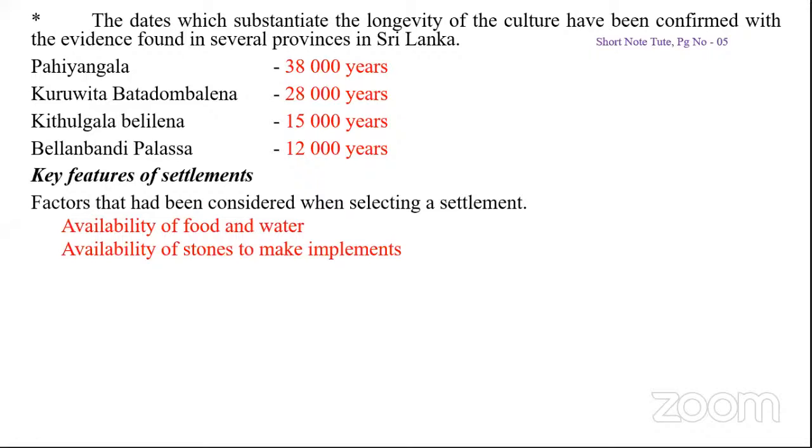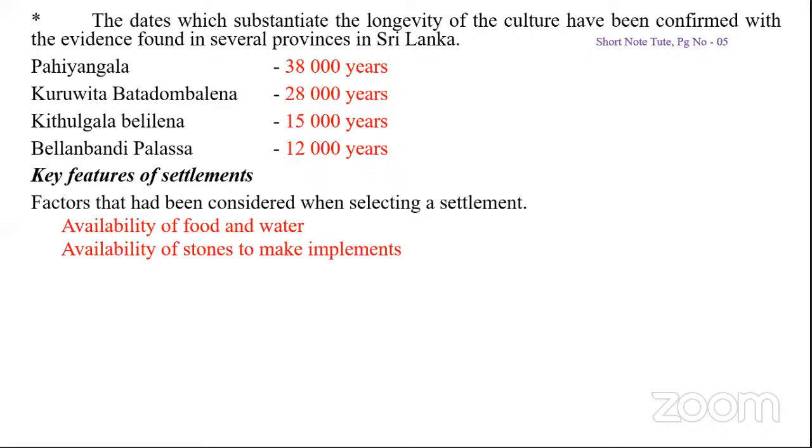So they considered availability of food and water. Without food and water, they can't live. So mainly they considered whether food and water was available. The second thing was what? Availability of stones to make implements. Otherwise, they can't do hunting. They can't do their day-to-day activities without making implements. For making implements, what is needed? Stones are needed. So those were the only two things that they considered when selecting a settlement.